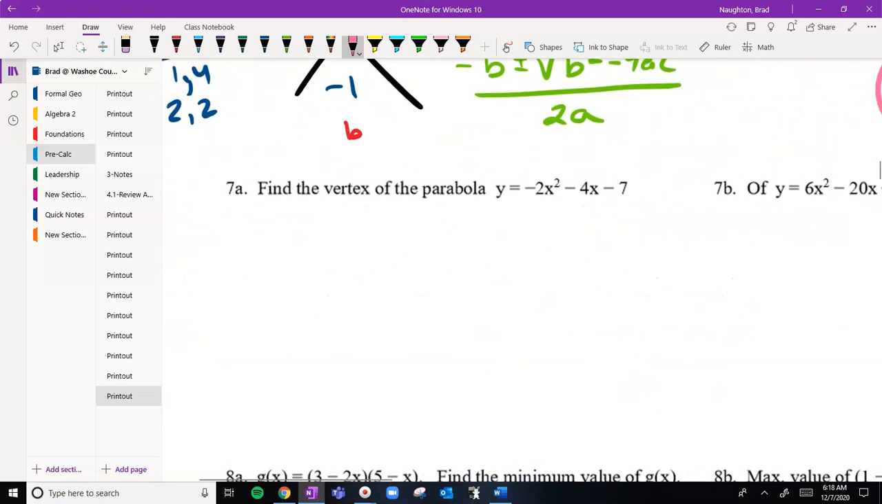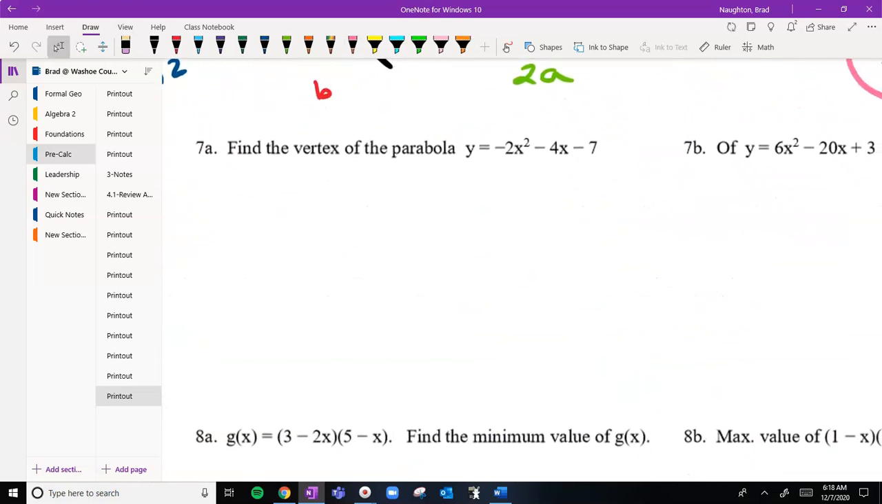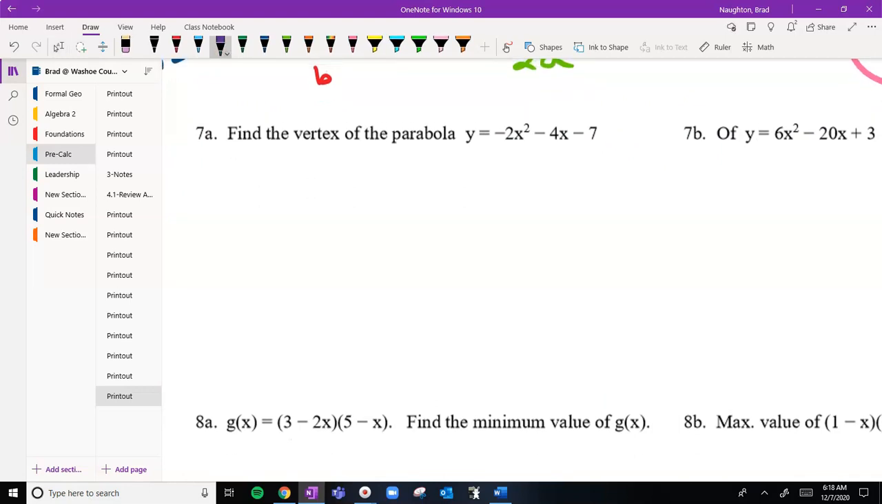Alrighty, so let's go to the next one. When we did the video on this, we told you that your vertex is going to be an x and a y. So how do we find that vertex point? I should draw the parabola going down, because it does indeed go down, because this is a -2. That tells me it goes down.